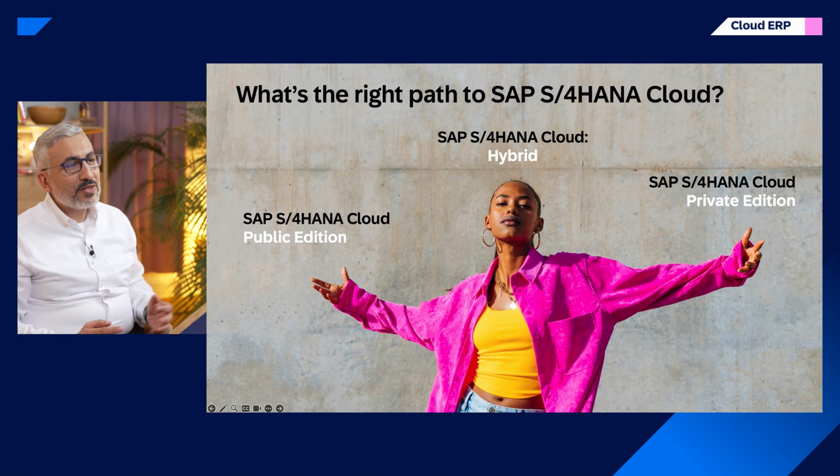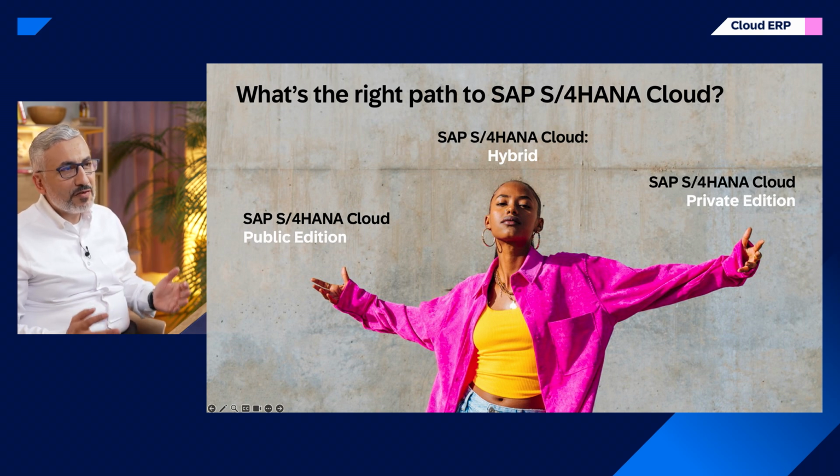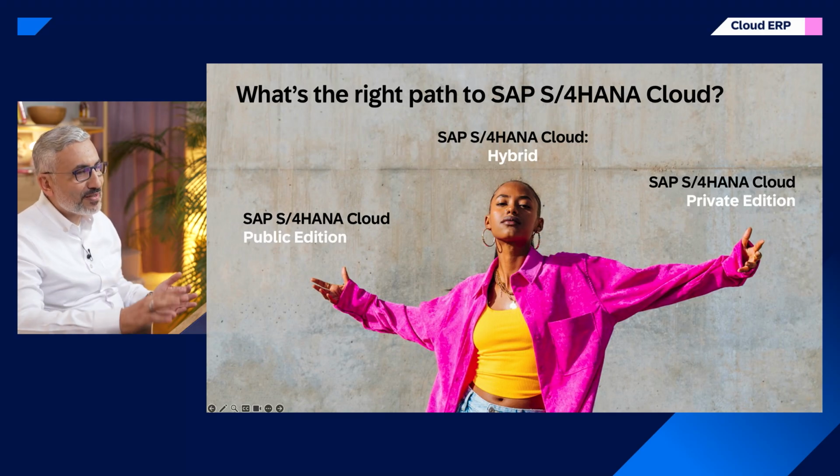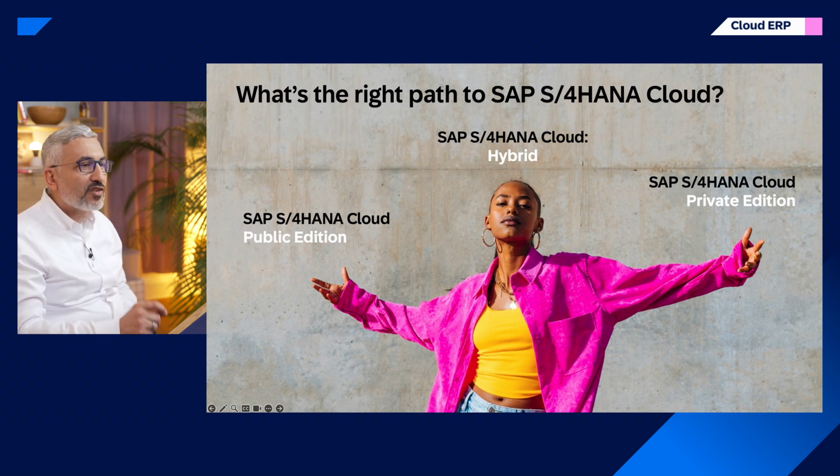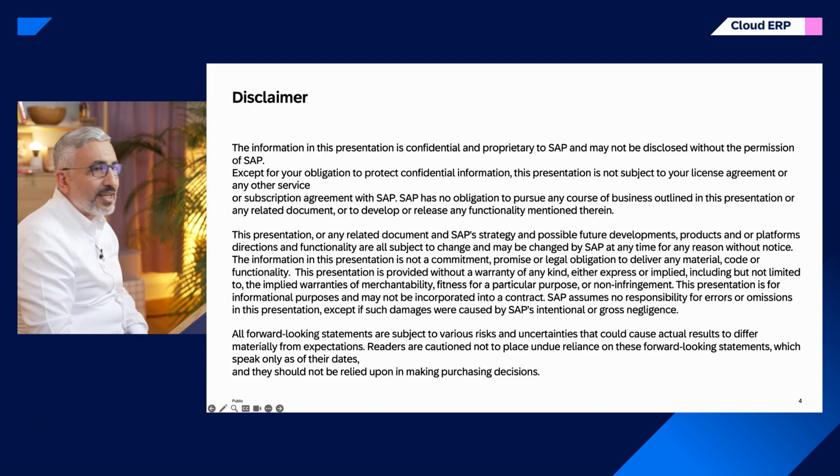Probably you are familiar with these options. SAP offers you different paths to move to S/4HANA Cloud. Call it the public cloud, private cloud, or hybrid. If you're expecting me to tell you today to go with one of these options, then you are not in the right session, unfortunately. I'm going to help you understand the right discussion points you need to have to decide on the right option for your organization. Let's take it from there.